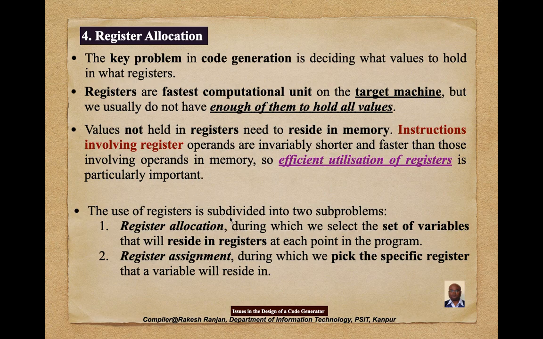The use of registers is subdivided into two subproblems. First, register allocation, during which we select the set of variables that will reside in registers at each point of the program. Second is register assignment, to pick the specific register that the variable will reside in.